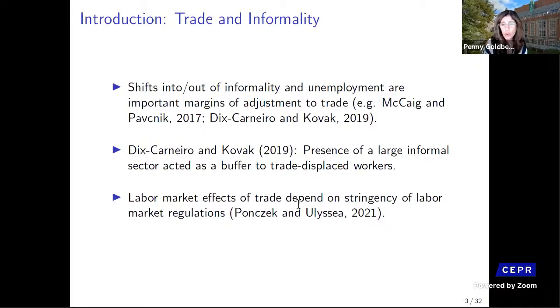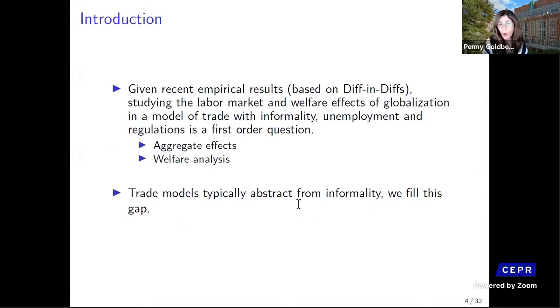And their finding is also reinforced in a paper by Pochnik and Ulisea, where they exploit the same experiment, the same trade liberalization in Brazil, but they also look at enforcement. And they find that those regions that were stricter in enforcing regulations against informality, these regions experience more unemployment. So again, their results suggest that there may be a trade-off between unemployment and informality when a country is exposed to trade liberalization. All these studies are based on diff and diffs.